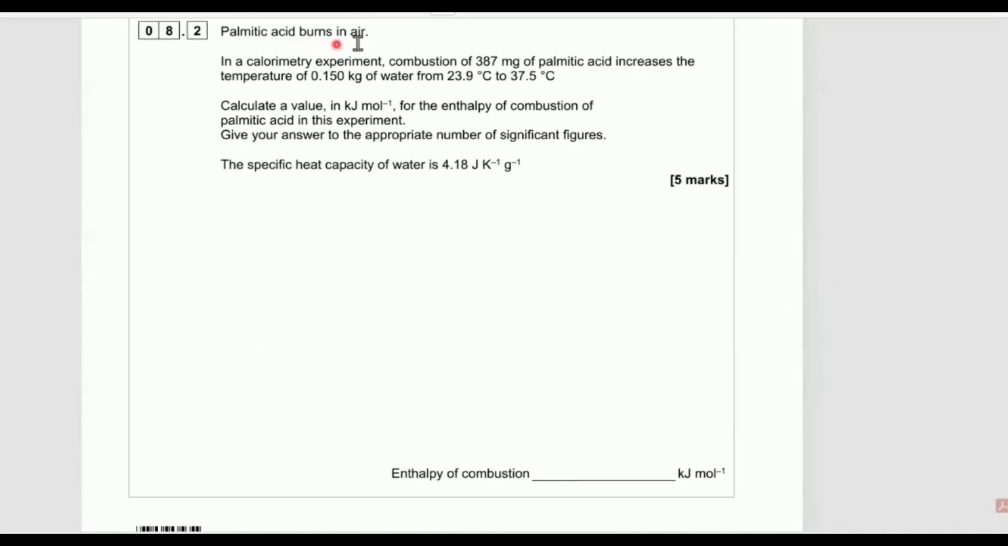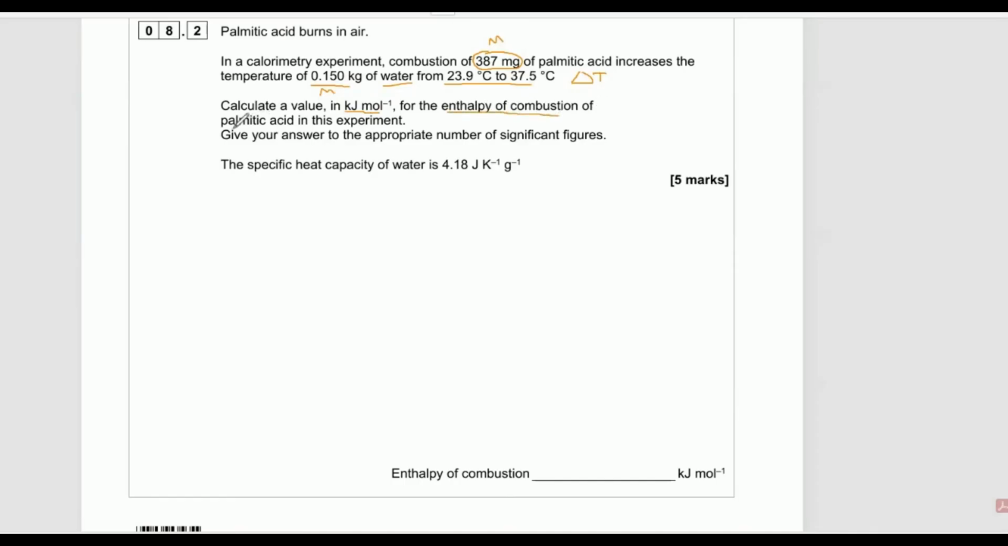Okay, 8.2. Palmitic acid burns in air. In a calorimetry experiment, combustion of 387 milligrams of palmitic acid increases the temperature of 0.150 kilograms of water from 23.9 degrees to 37.5 degrees. Calculate, in kilojoule per mole, the enthalpy of combustion of palmitic acid in this experiment. Give your answer to the appropriate number of significant figures.